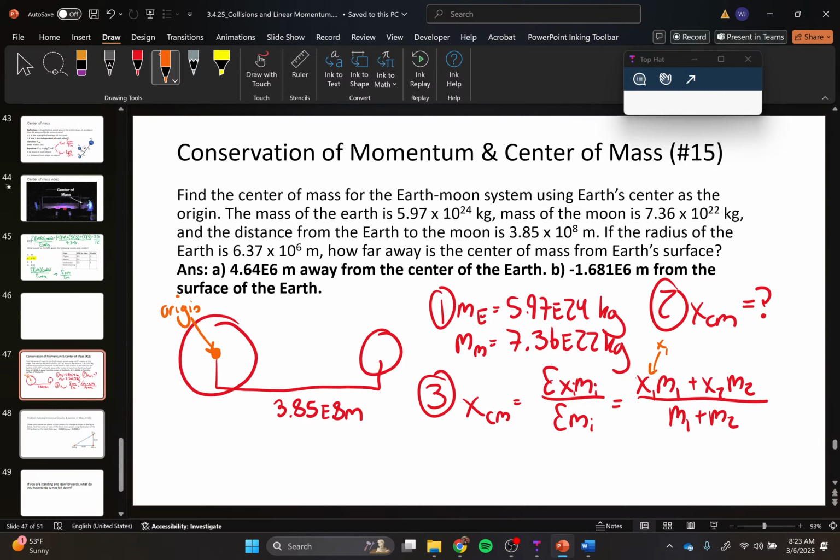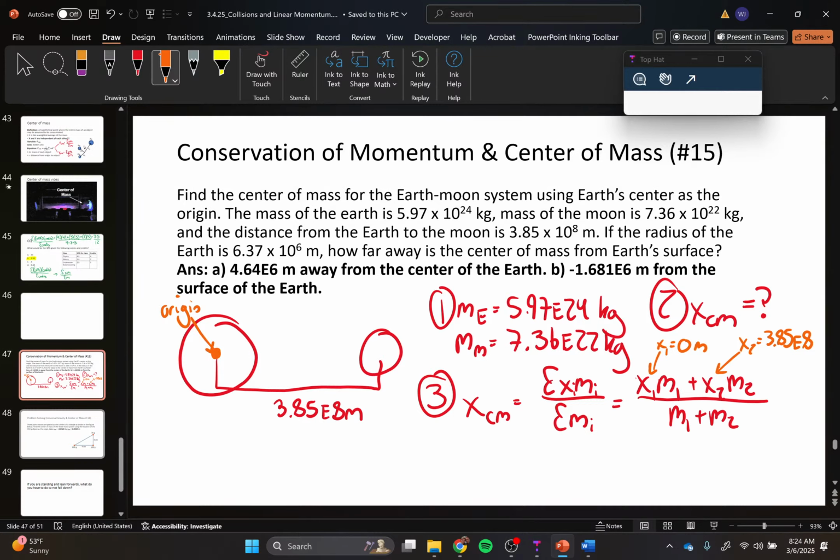So that's going to mean that x1 equals 0, because the distance from the center of the Earth to the center of the Earth is 0. That's going to mean x2 is going to be 3.85E8. And then go ahead and try it. You all have the skills to do the rest of this. Just put the right masses in the right places, plug it in, solve. Get the center of mass of the Earth-Moon system.